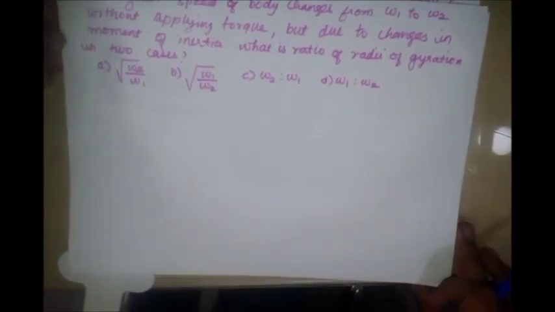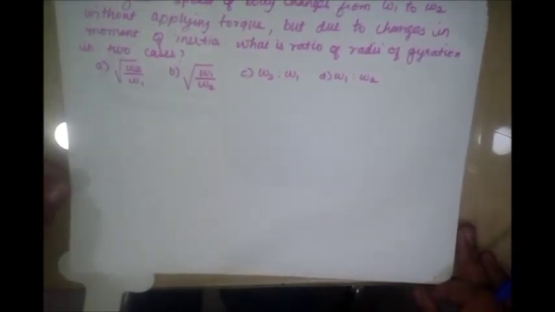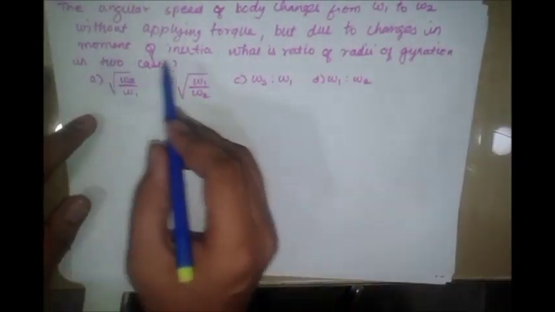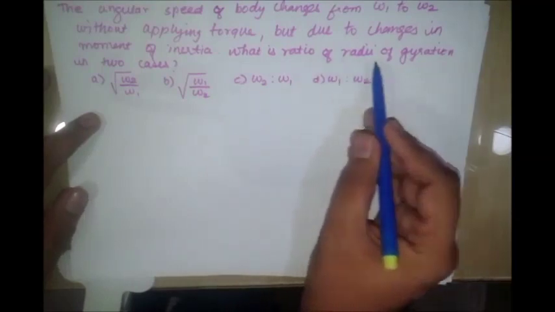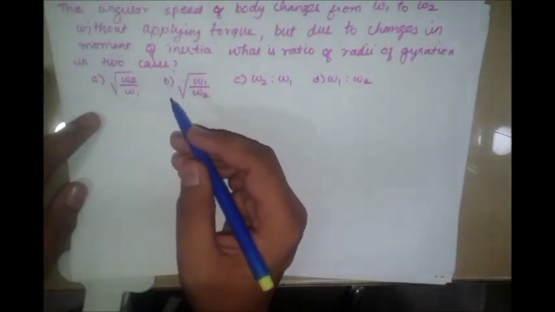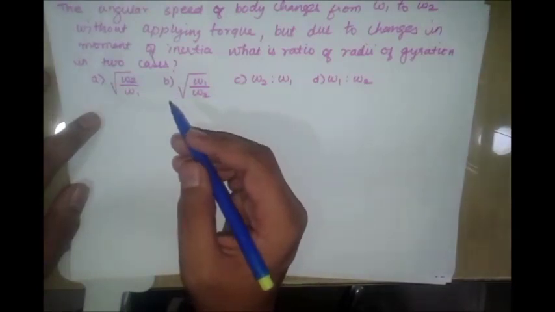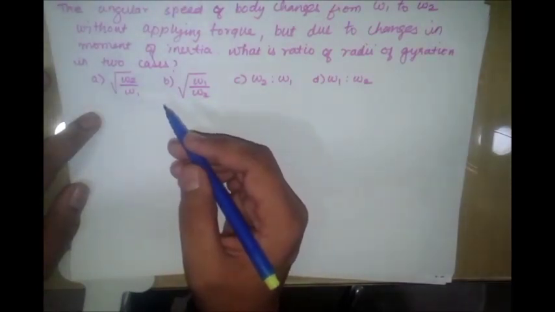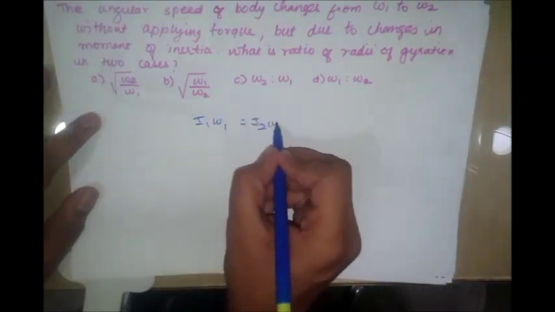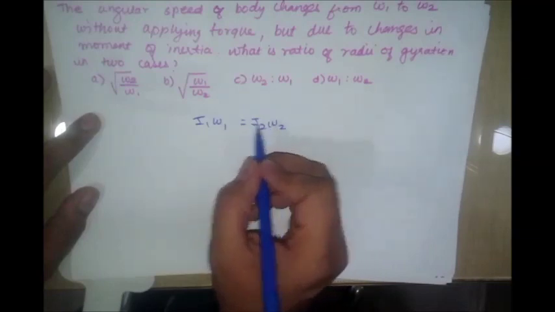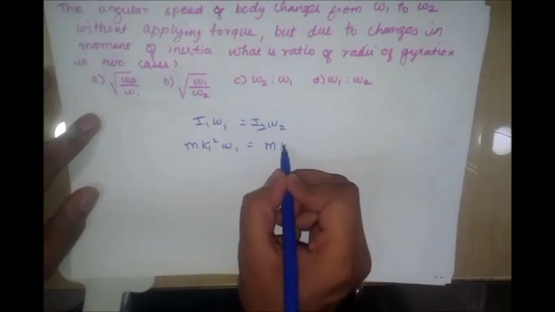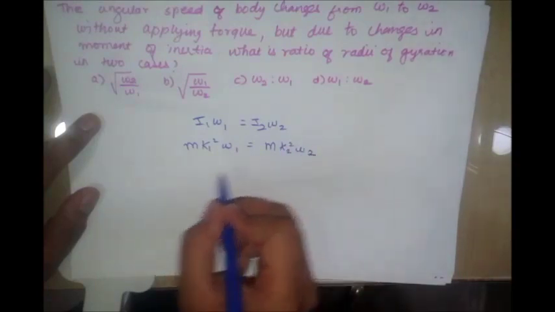The angular speed of a body changes from omega 1 to omega 2 without applying torque, due to changes in the moment of inertia. What is the ratio of the radius of gyration in the two cases? Now to solve this question, if the torque is not applied, then by using the principle of conservation of angular momentum, I1 omega 1 is equal to I2 omega 2, but I is equal to mk square. So m k1 square omega 1 is equal to m k2 square omega 2.